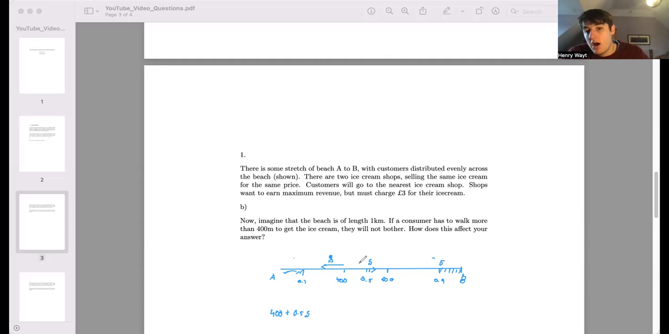You're going to lose again half delta on this side because this person will share them. And then the same for moving this way. If you move delta that way, you're going to gain a half delta consumers from moving that way, but you're also going to lose delta consumers here, which means that on aggregate, you're going to lose a half delta consumers. So hopefully that makes sense. In equilibrium, you're going to locate at 400, 600.